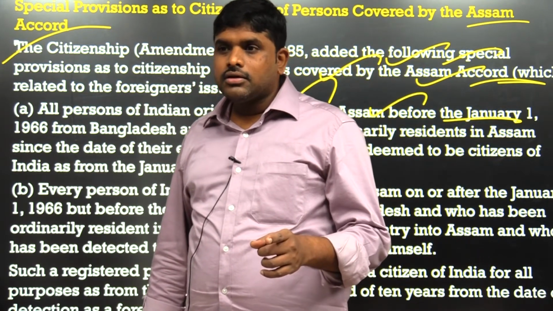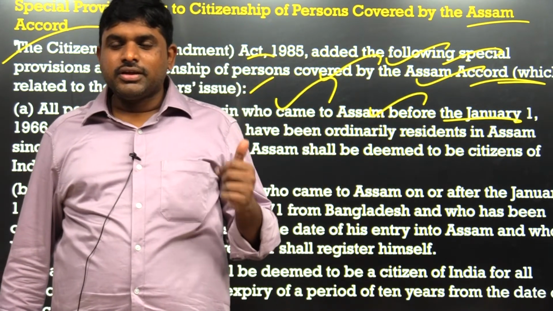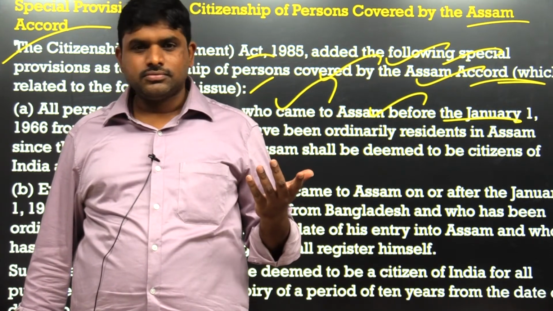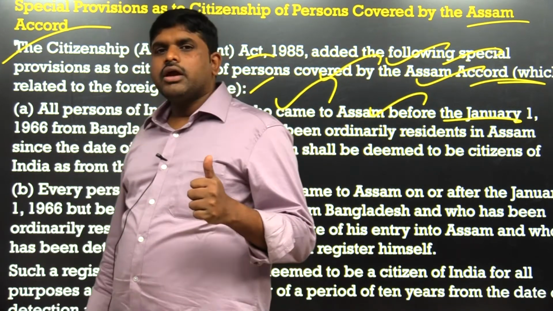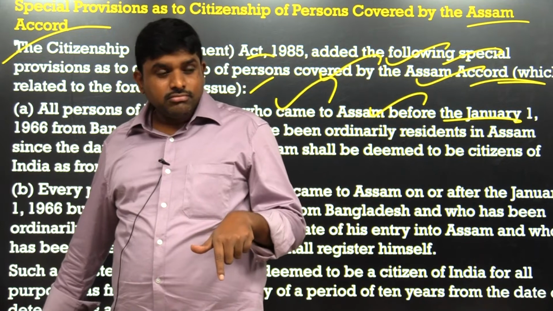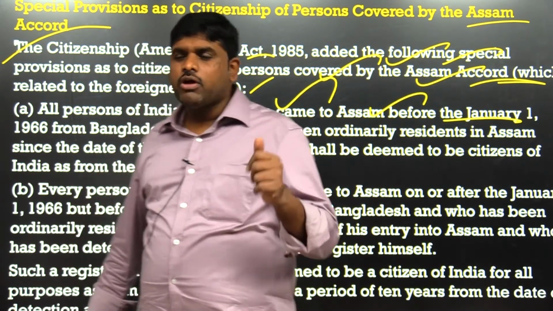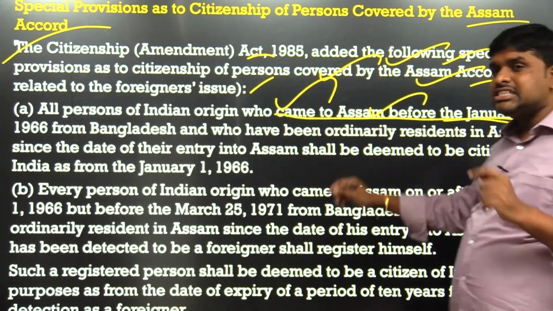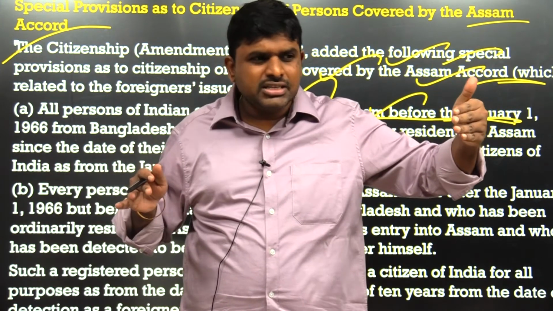Which wars? First, 1948, India, Pakistan. Then 1962, India, China. 1965, India, Pakistan. Why are you confusing? See here. Who came to Assam before January 1, 1966? Why did I use it? The 1965 India-Pakistan war means not only West Pakistan, East Pakistan also?